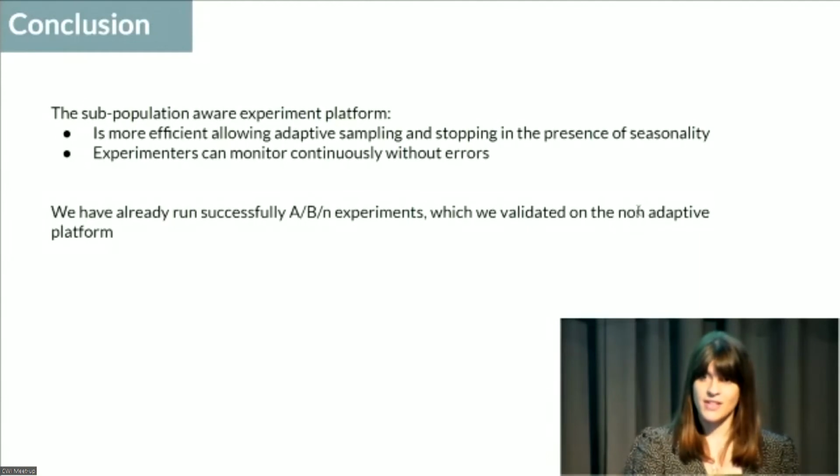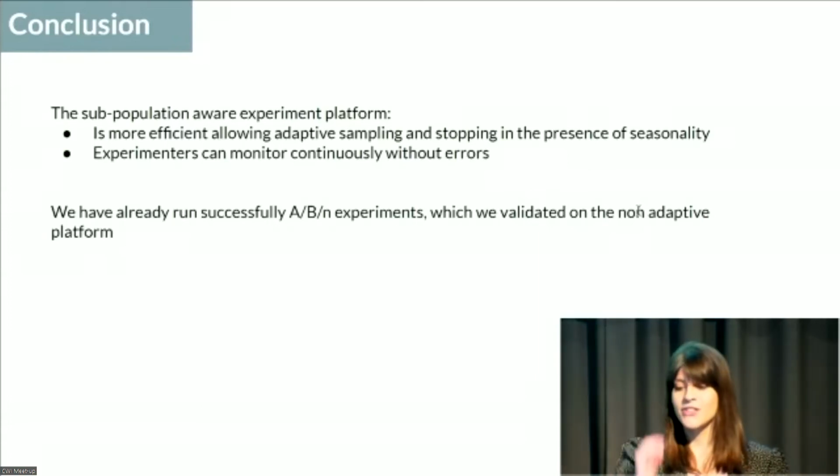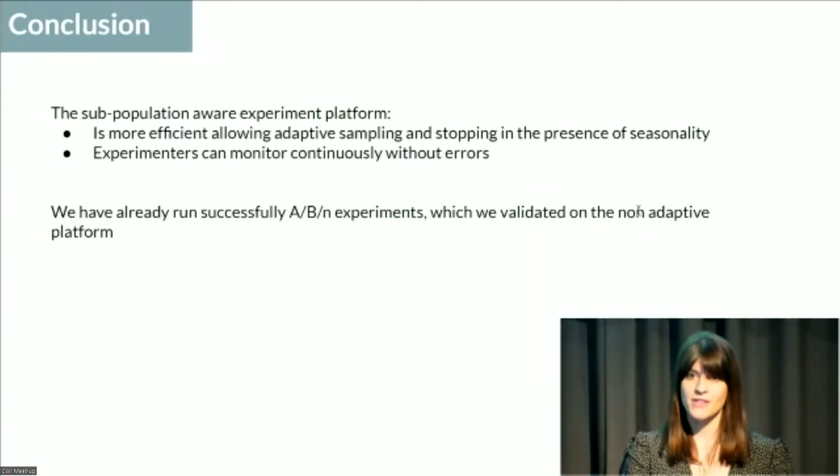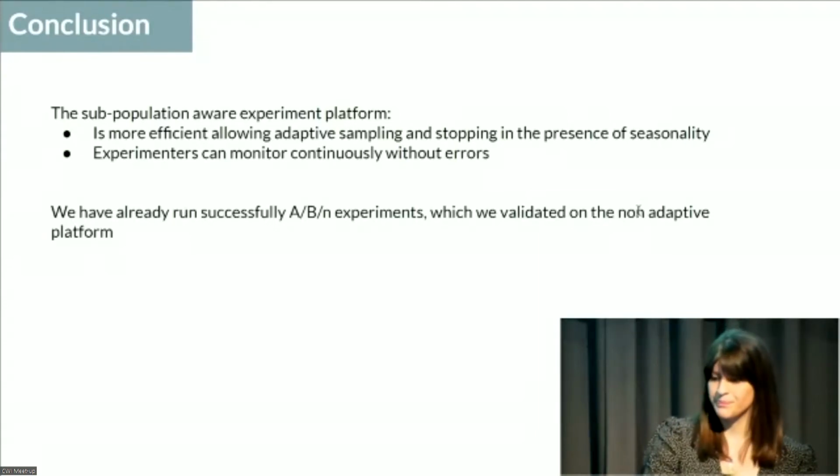Also, being subpopulation or seasonality aware makes it correct, but also more efficient than if we're not aware of seasonality. And the other advantage is that the experimenter can now monitor their experiments continuously, knowing a risk assessment, without increasing the probability of making a mistake.